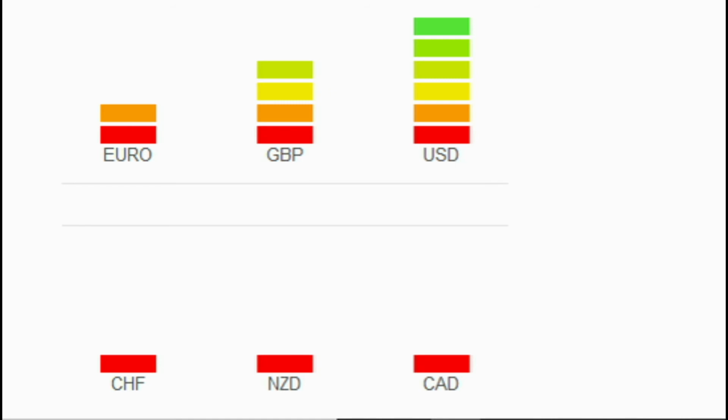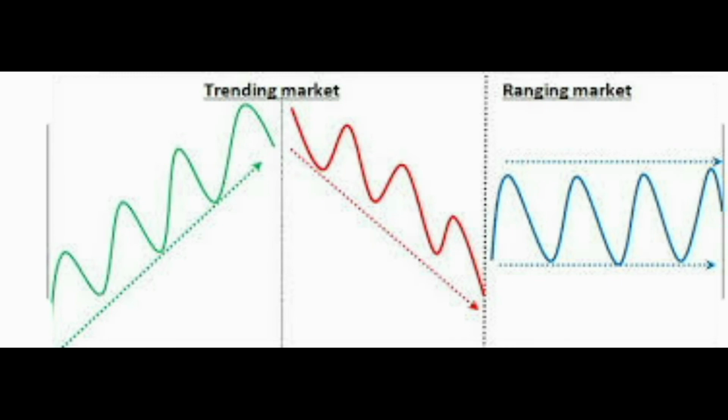Now, when you have a difference in the strength between the two currencies to the extent that one has way more bars than the other, that creates a trending market, okay? So in this case, because the euro was way weaker than the USD, that would have created a downward trending market. If it was vice versa and the euro was way stronger than the USD at that moment, then you should typically have been in an upward trending market.